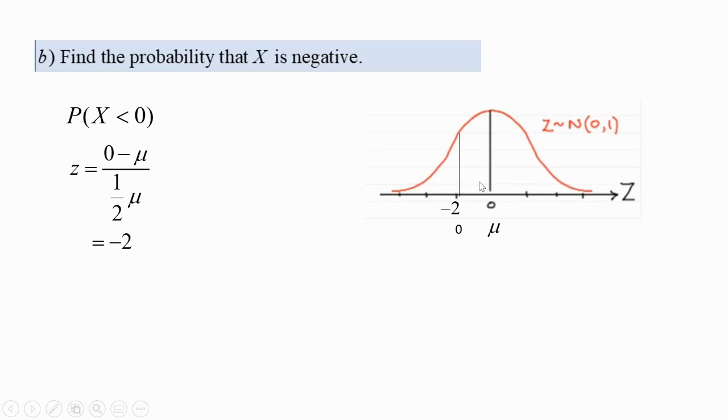So I look again in my table, but this time I get a probability of 0.4772, and I go 0.5 minus that, and I've got 0.0228. So it's not that difficult, but you have to think about it a bit.